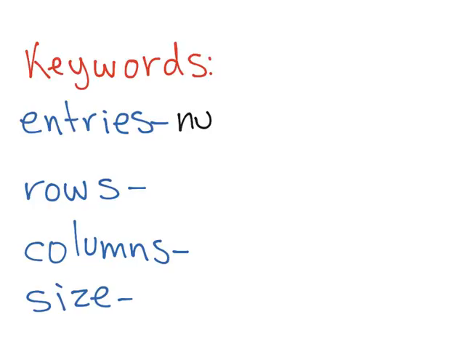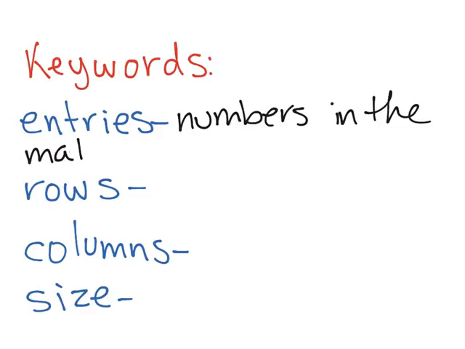Now, some keywords that you must know before learning more about matrices. Entries are the numbers in the matrix. So, for example, for one of the matrices I showed you before, the entries are 0, 1, 1, and 0. Those are the entries, the numbers that you find in the matrix.